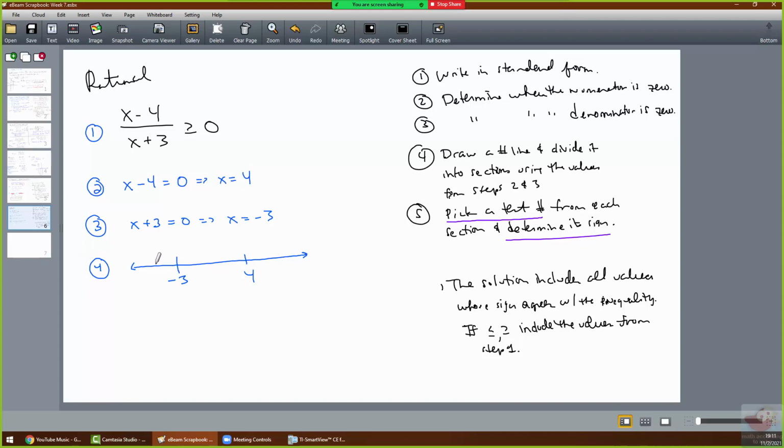So a number to the left of negative 3 could be negative 4. A number between negative 3 and 4 could be 0. And to the right of 4 could be 5. You put these 3 numbers into the entire fraction as long as it's in standard form. Again, you have to do every single one because there could be signs that don't alternate. This one happens to also be plus minus plus, but that is 1,000,000% coincidence. You need to test every single one. So that was step 5.